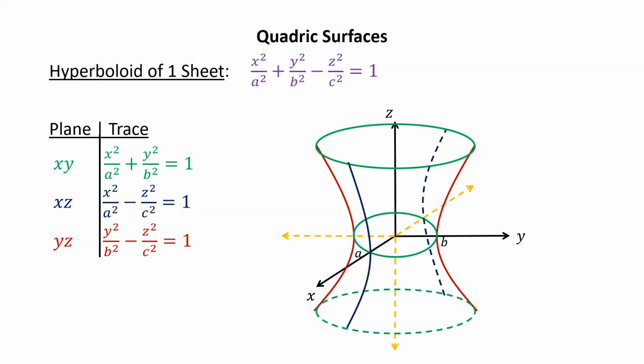I just want to mention that if we put the minus sign in front of the y squared term instead, then the hyperboloid would wind up being oriented along the y-axis. And similarly, if we put the minus sign in front of the x squared instead, the hyperboloid would be oriented along the x-axis. What characterizes the hyperboloid of one sheet is not where the minus sign is, but that there is only one minus sign when the right-hand side is equal to positive 1.